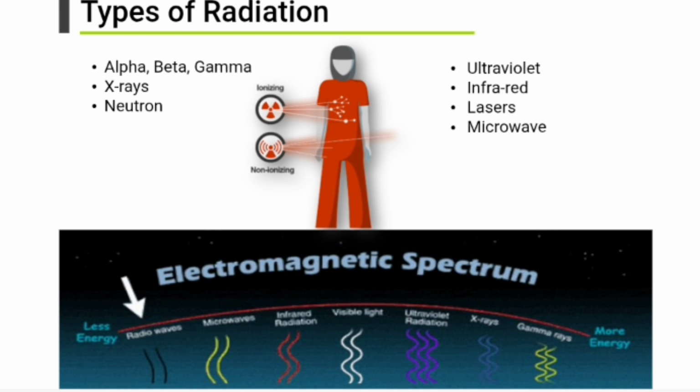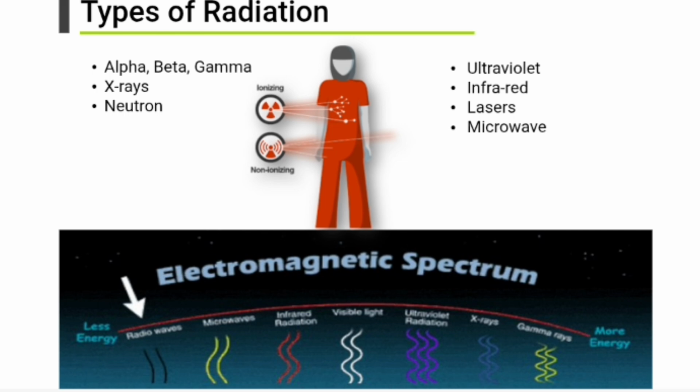Radiation comes in various forms, each with distinct characteristics and properties. The primary types include alpha, beta, and gamma radiation, which are commonly associated with nuclear processes. X-rays, renowned for their medical applications, possess high energy and penetrate matter effectively. Neutron radiation involves neutrons emitted during nuclear reactions, contributing to unique challenges in radiation protection.